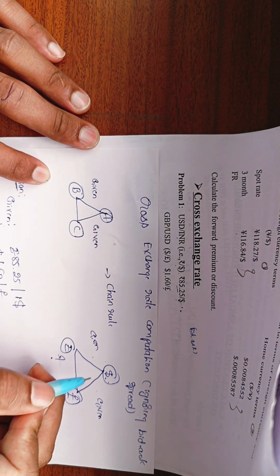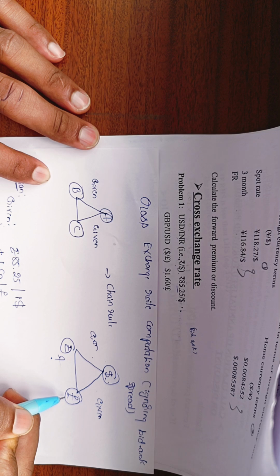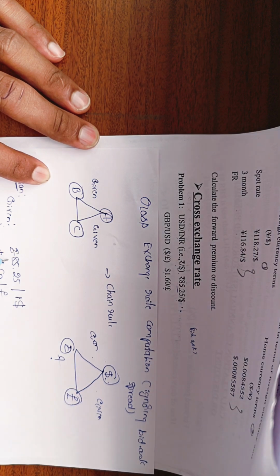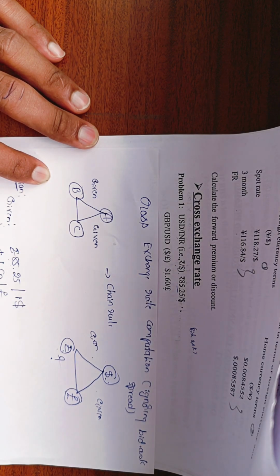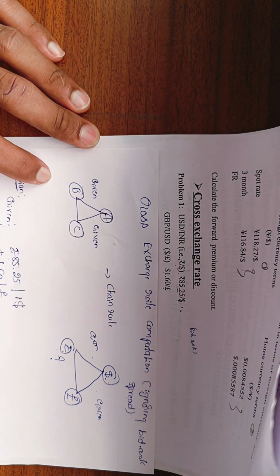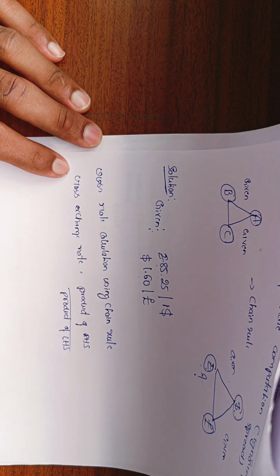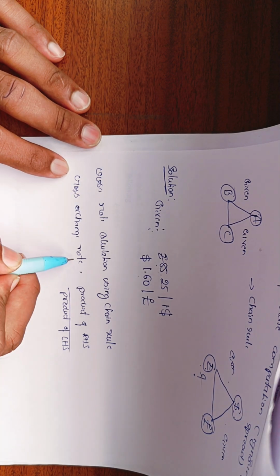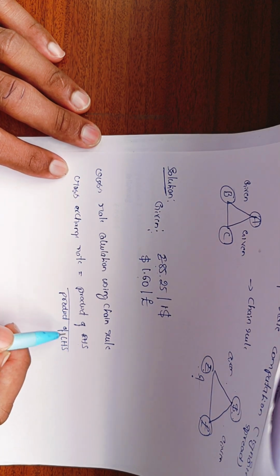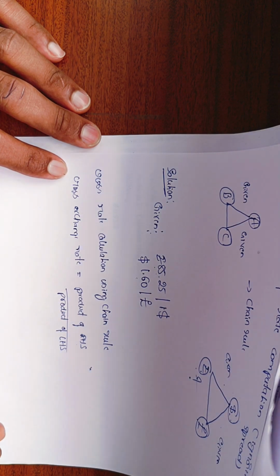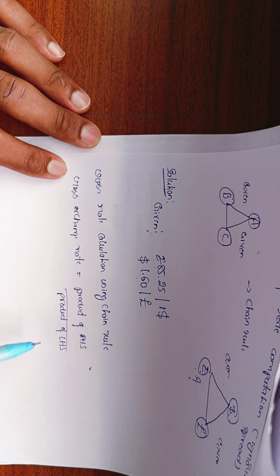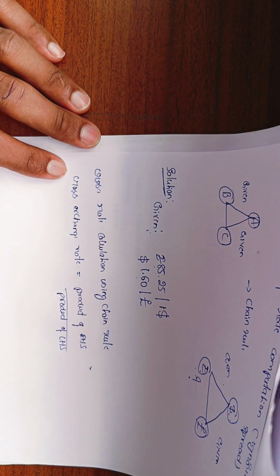Then the second currency is rupee, the third currency is pound, and dollar and rupee is given, and dollar and pound is given. Then we need to calculate the exchange rate between these two currencies. Hope this is understood. And for that calculation we have one formula. What is the formula? Cross exchange rate equals product of RHS and product of LHS. Product in the sense we are going to multiply the things whichever come under the right hand side, and product of LHS is nothing but we need to multiply whatever things come under the LHS side.